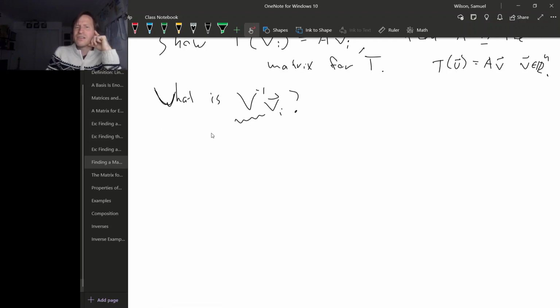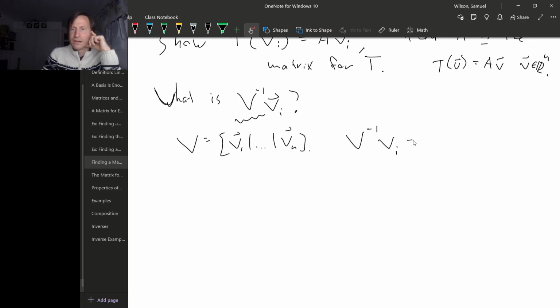We defined V, right? V was the matrix that has just the V's as its columns, like this. Okay, so if we took V inverse and multiplied by V sub I, right, what would we get? That's what we're trying to figure out. Well, let's call this X. In fact, let's call it x sub I.